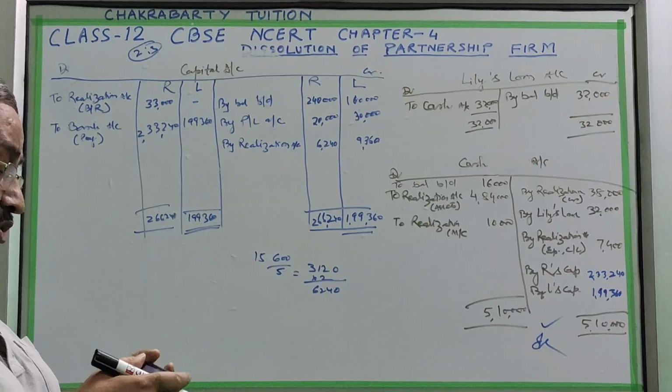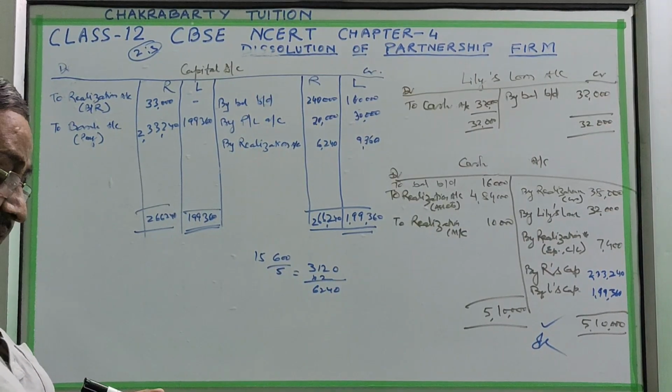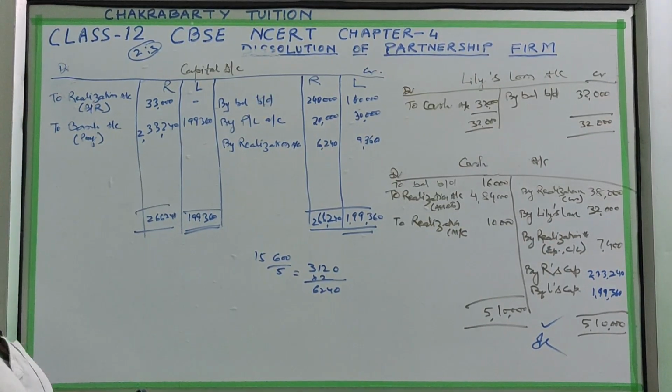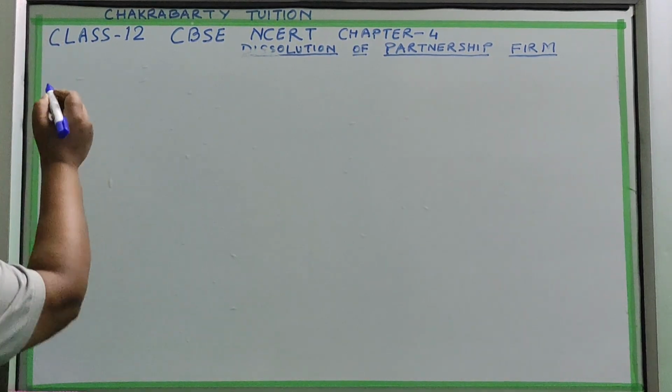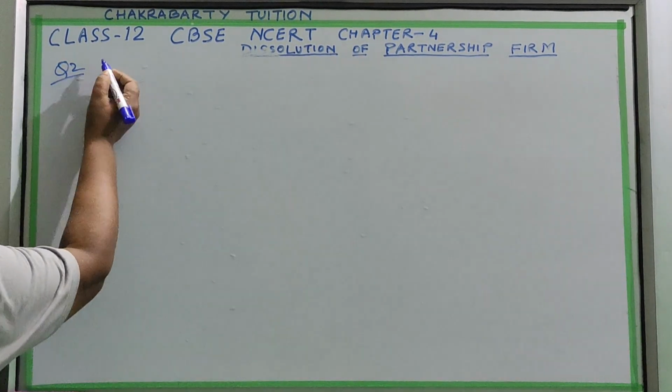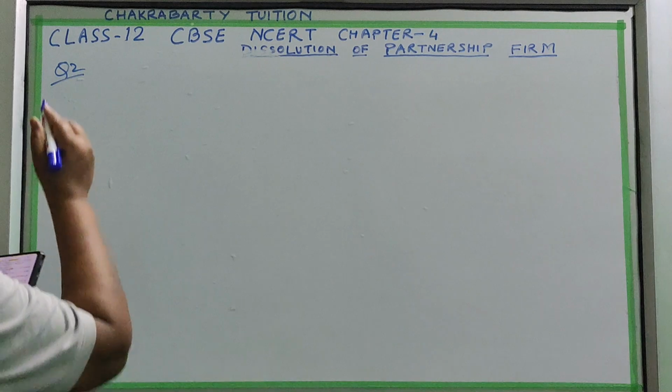Now we will go to question number 2 and do the journal entries. Okay, now question number 2 we are going to do. Question number 2, journal entries, 2A.